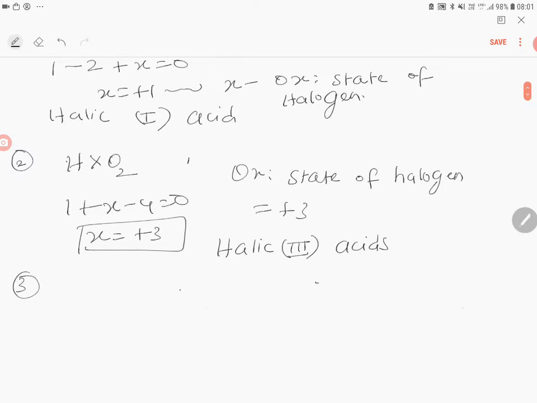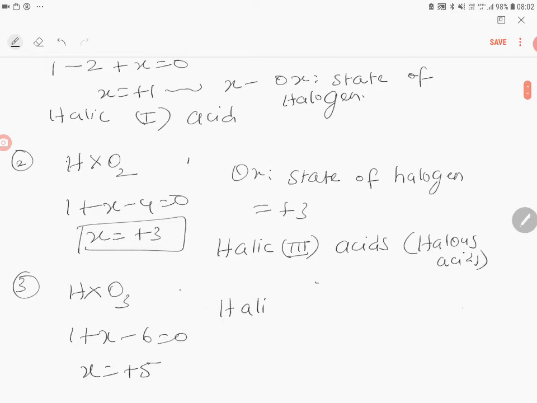Next, HXO3: 1 plus X minus 6 equal to 0, X equal to plus 5. Halic(III) acids are known as halous acids too. They are called halous acids. So these are called halic(V) acids, or we'll call them halic acids. So this is stock notation, this is common name.